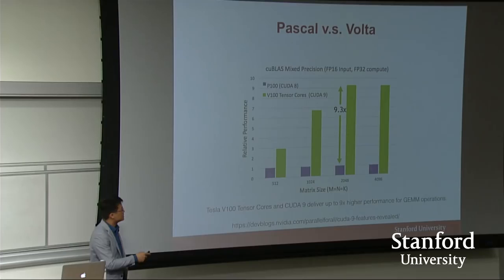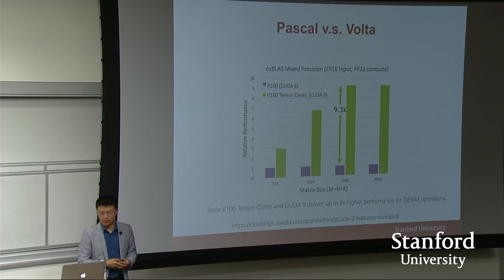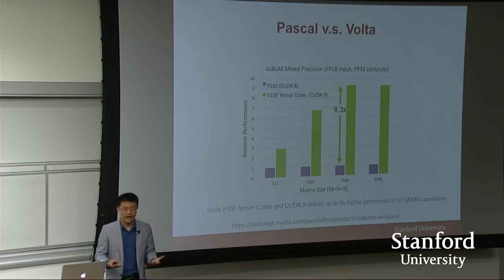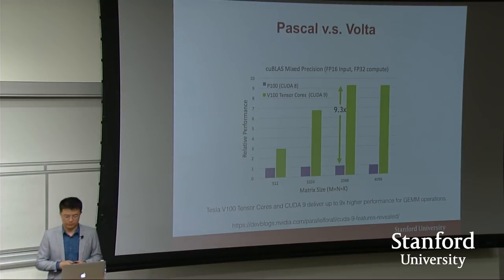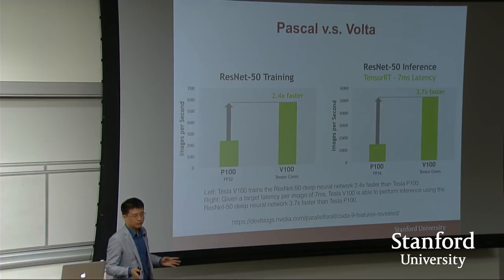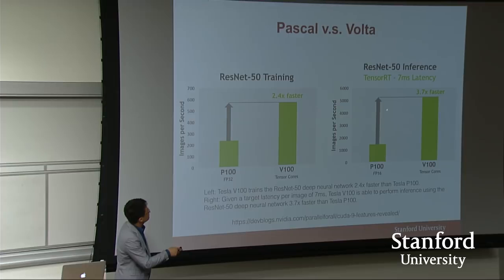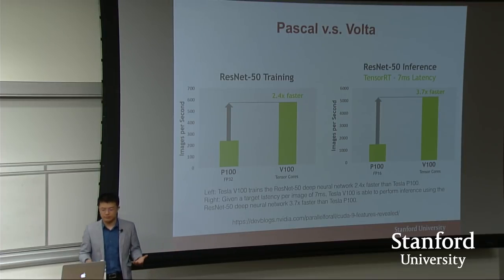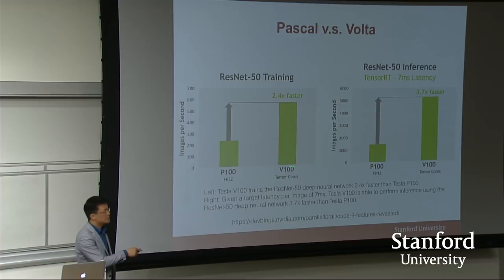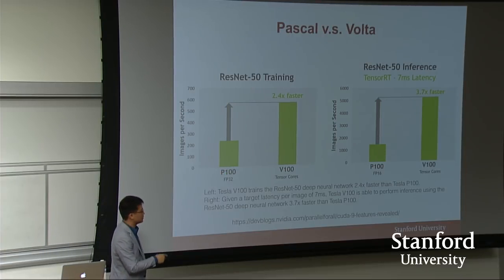This is the result for matrix multiplication at different sizes. The speedup of Volta over Pascal is roughly 3x for these matrix multiplications. But what we care about more is not only matrix multiplication, but actually running deep neural nets, both for training and for inference. For training a ResNet-50, by taking advantage of this tensor core in the V100, it is 2.4x faster than the P100 using FP32.